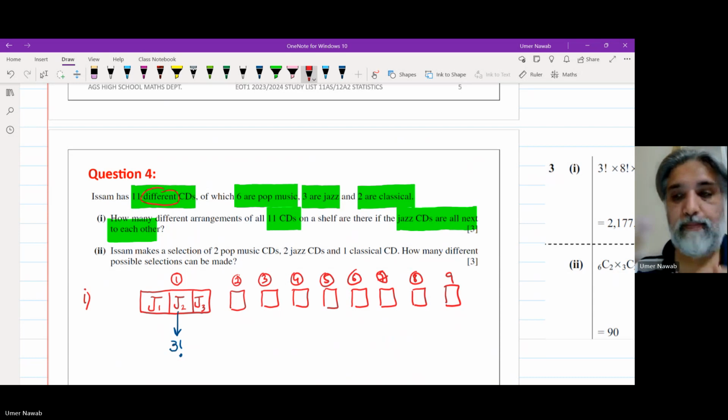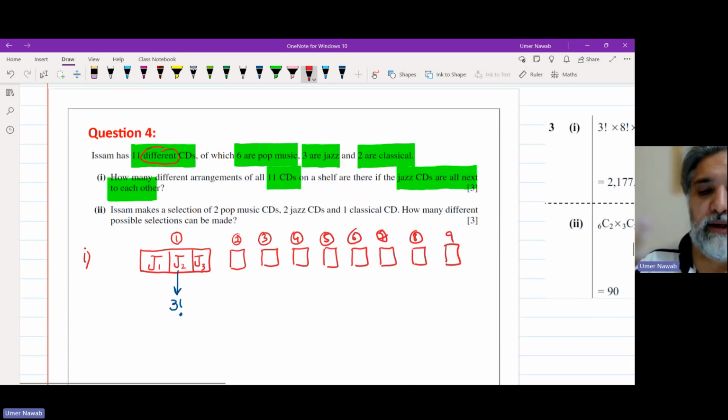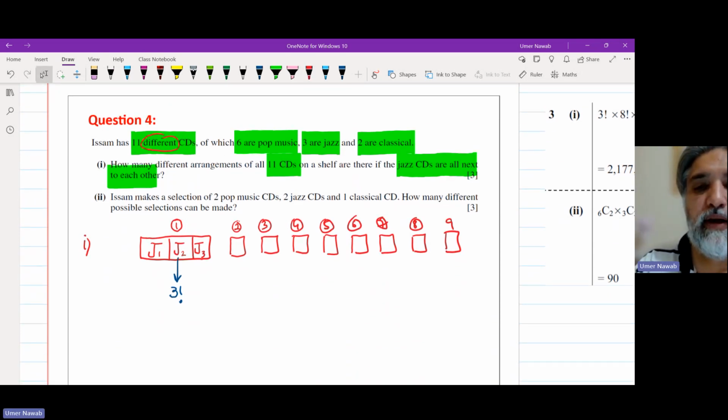Clear? In how many ways can I shuffle them? Externally, I can shuffle them in 9 factorial ways, and all of them are different, times internally, the jazz CDs can be arranged in 3 factorial. I write here 3 factorial.